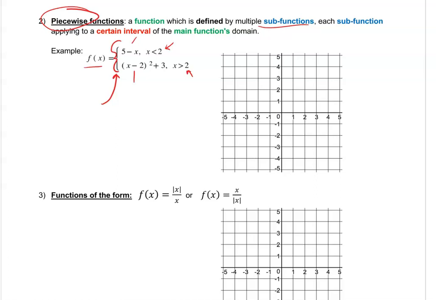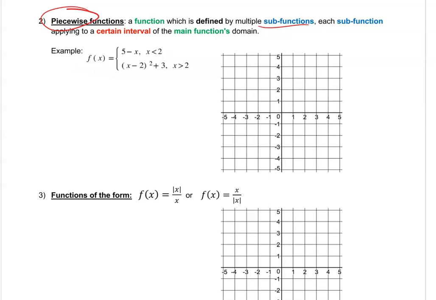So f of x is not always equal to 5 minus x. It's only equal to 5 minus x for values of x that are less than 2. For values of x that are greater than 2, we think of it as this function here, the quantity x minus 2 squared plus 3. So we're taking these sub-functions and piecing them together over these intervals to create one larger piecewise function. So it's helpful to remember how this works.